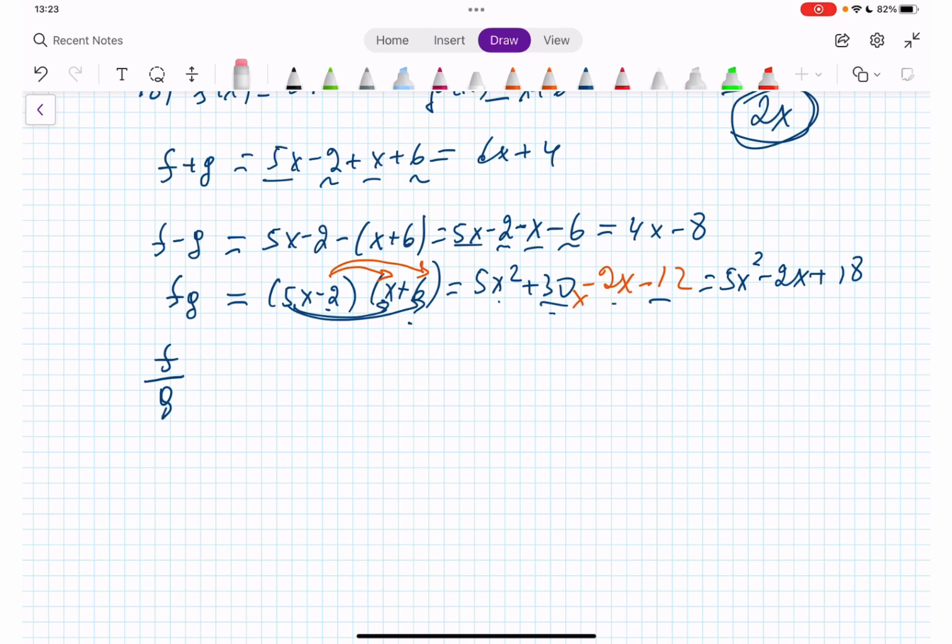5x times 6, I'm getting 30 without x. Of course I won't get the answer. So, here we are getting the answer. So 5x squared plus 28x, like terms, right? This and this, and minus 12. Did we get the correct one?